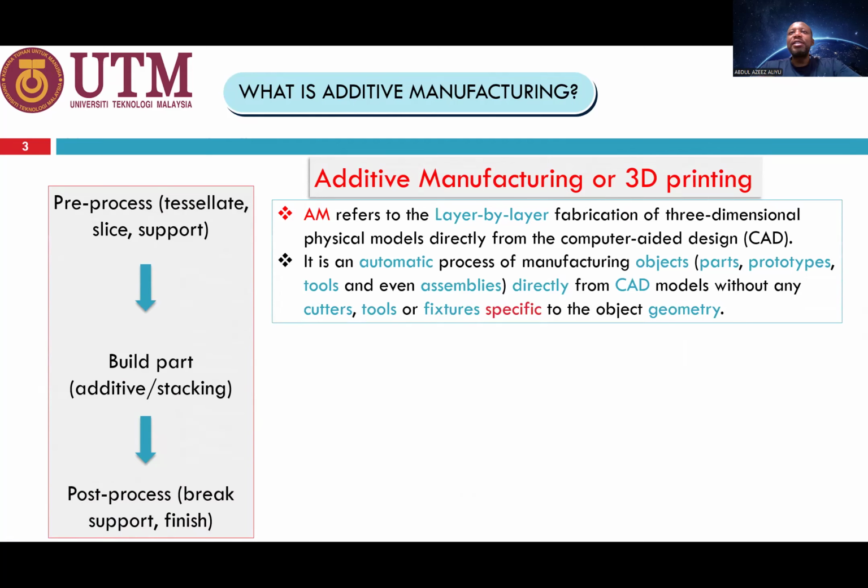Additive manufacturing is nothing but layer by layer fabrication of 3D components realized from computer-aided design. It is an automatic process which is used to produce various objects in the form of prototypes, tools, and even assemblies. It does not require any cutters, tools, or fixtures. The additive manufacturing process can be done in mainly 3 stages.